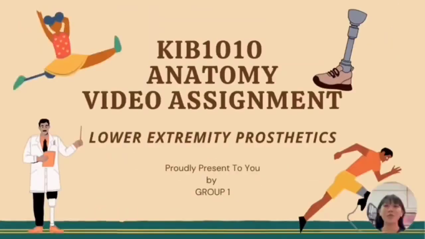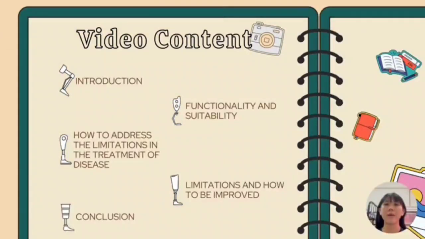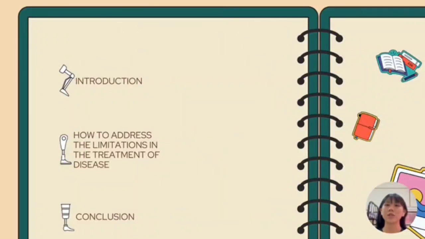Hello everyone! Do you know limb prosthetics can be divided into upper extremity prosthetics and lower extremity prosthetics? Fret not. Today we, Group 1, are going to present our video assignment entitled Lower Extremity Prosthetic. This video is going to be divided into 5 parts, which will be presented by us respectively. Before we proceed, please let us do a short introduction.